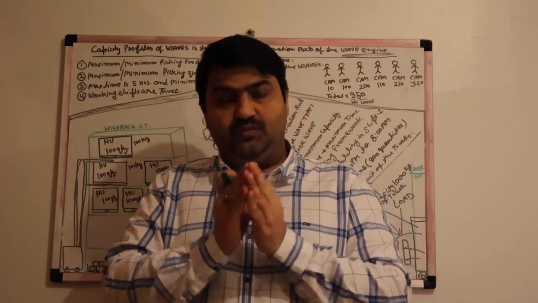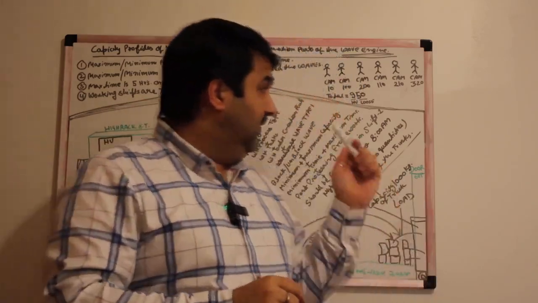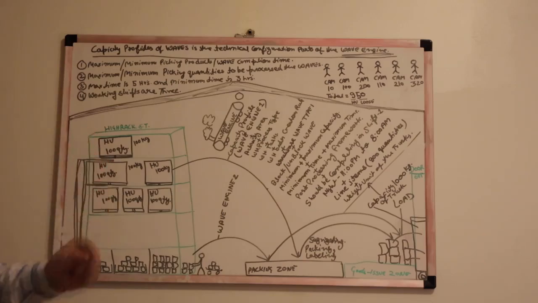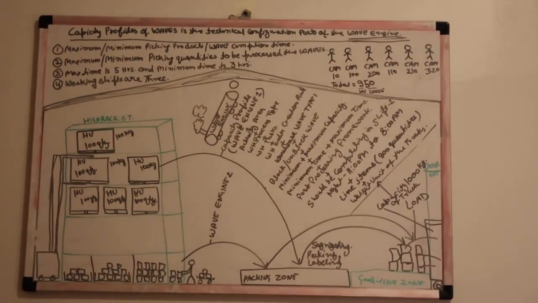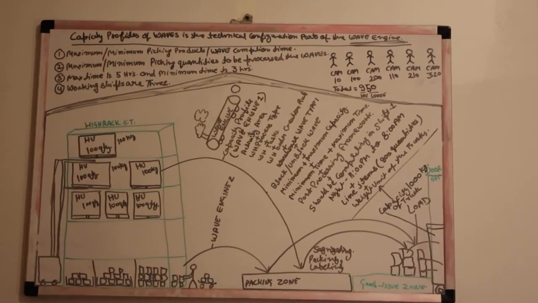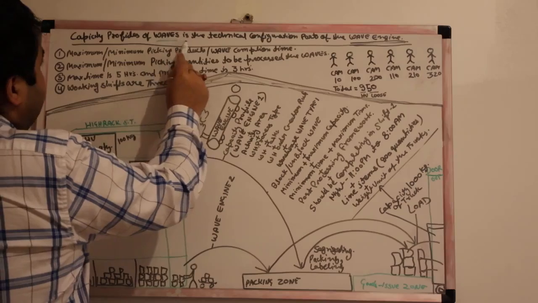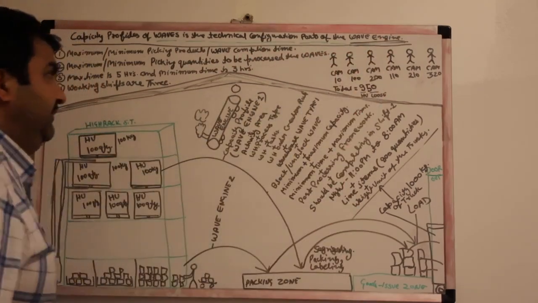Now I'm going to explain through the board where I wrote the lines, line by line. I will zoom in a little more so you can see more clearly. Now let's understand. The capacity profile of the wave is the technical configuration part of the wave engine.